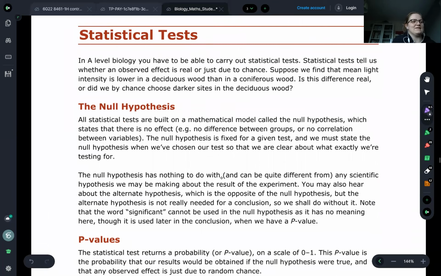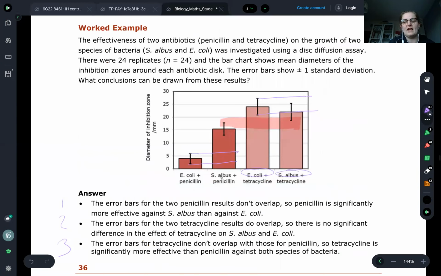So, statistical tests. I'm going to draw something out for you in a second as well. I quite like stats, they're quite good. Basically, you'd be asked to carry out statistical tests. The point of them is to tell us if something that we see in an observed effect is real or if it's just due to chance. So for example, with these results, are what we're seeing here real or is it just due to chance? And it's going to be more reliable than just saying, do the error bars overlap? Yes or no.